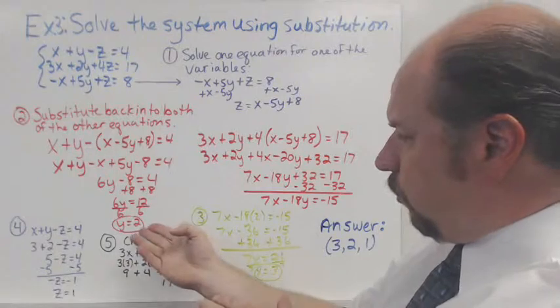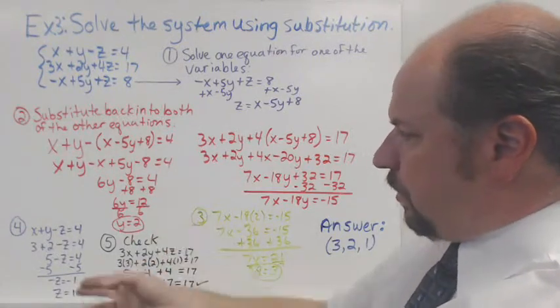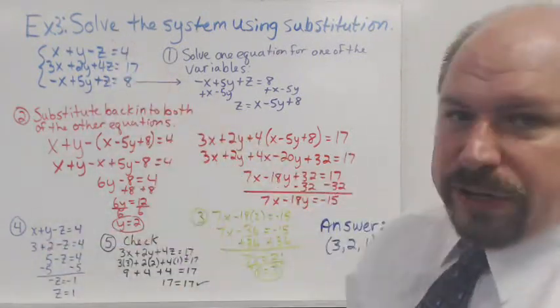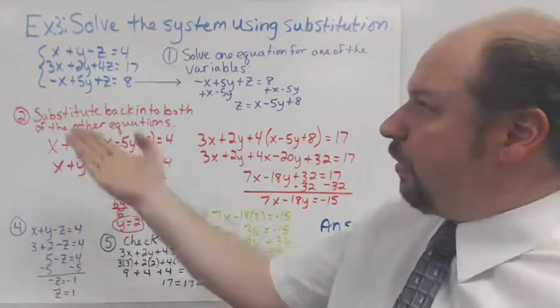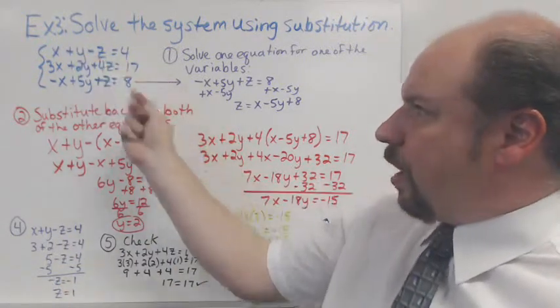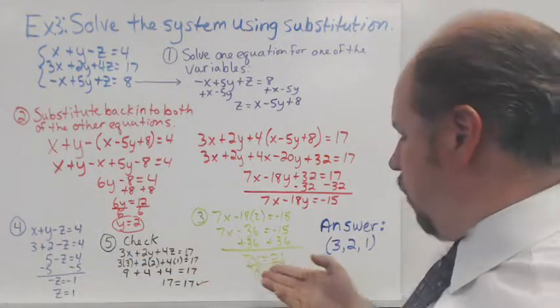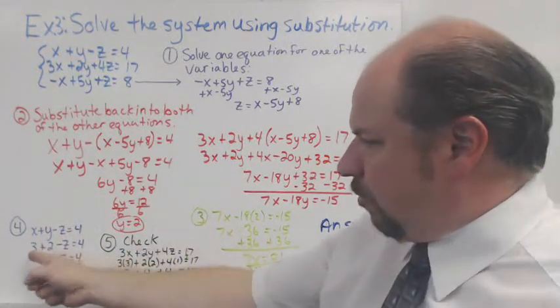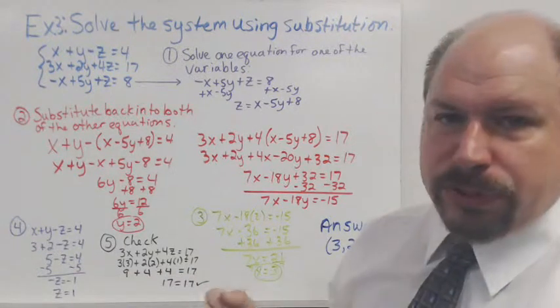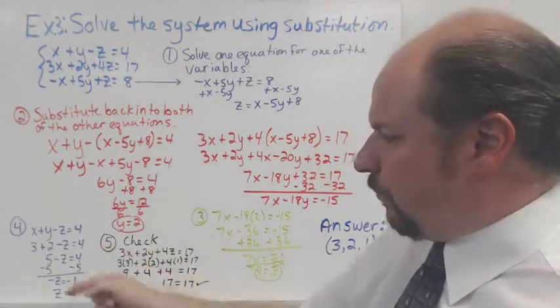Okay, so we now know what x is, we know what y is. So choose one of your equations. The one that looks easiest to work with from our original equations is the top one. So x plus y minus z equals 4. Put x and y back in, which was 3 and 2. So 3 plus 2 minus z equals 4.